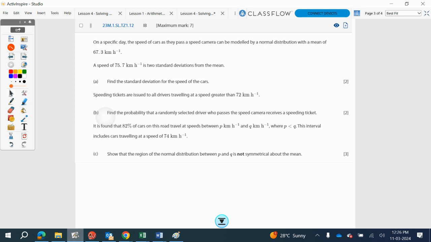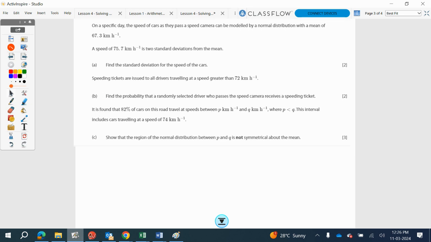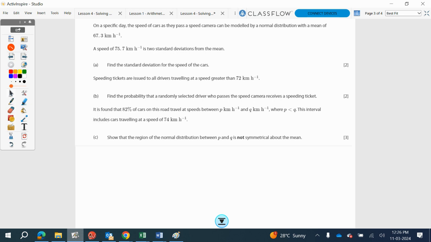All right, so here's an exam style question. This is the actual question from the exam last May. I've never done this question before, so let's have a go at it. On a specific day, the speed of cars as they pass a camera is modeled by a normal distribution with a mean of 63.3. A speed of 75.7 is 2 standard deviations from the mean. Find the standard deviation of the cars. We'll do it together. So you guys have a go at that.